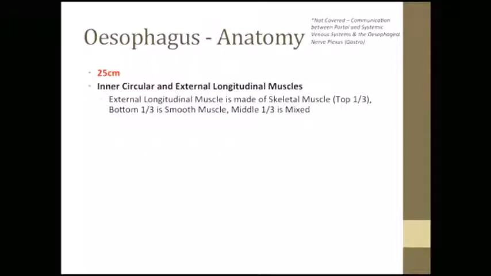So it's made of inner, circular, and external longitudinal muscles. You can read this yourself. The top one-third is skeletal muscle, bottom one-third is smooth muscle, and the middle one-third is mixed between the two. So you have three constriction sites on fluoroscopy. So this is basically, on an x-ray, you have three constriction sites on your esophagus.